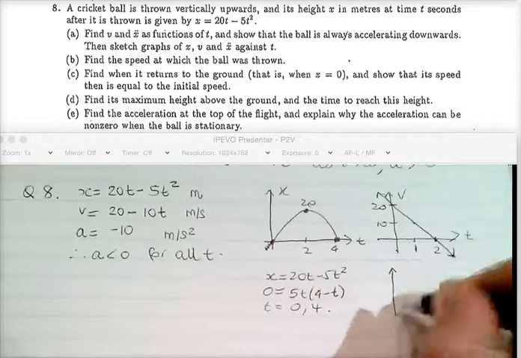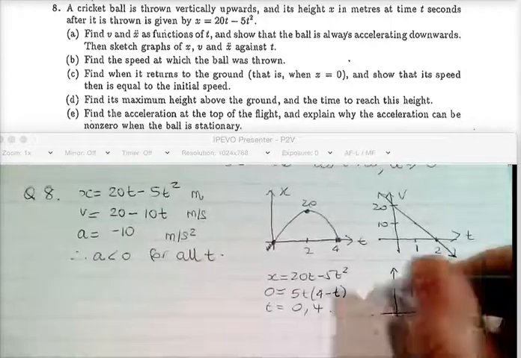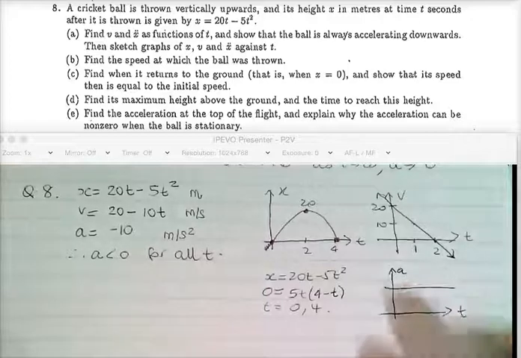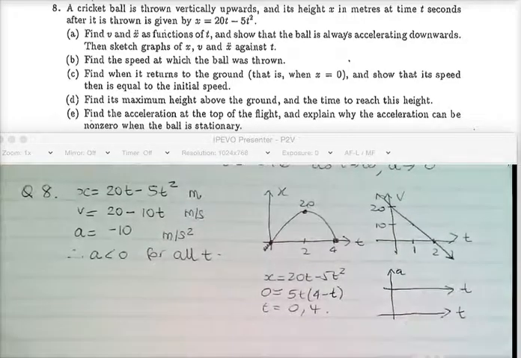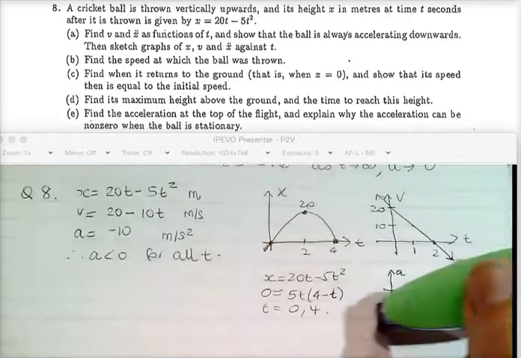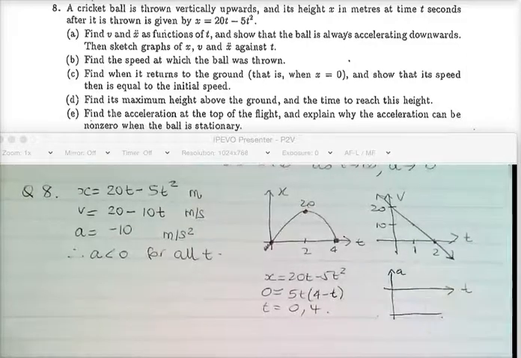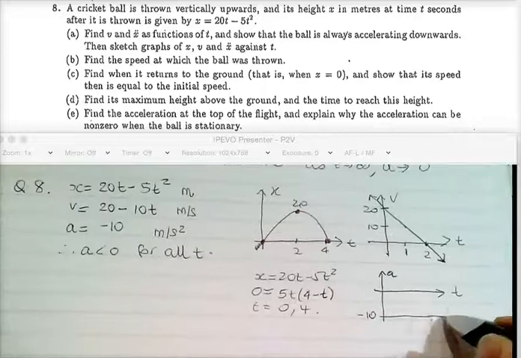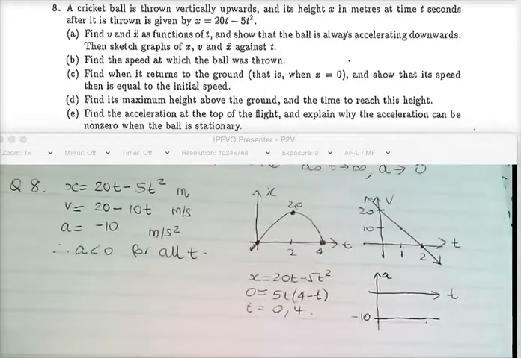And the graph of acceleration versus time, I'll make that the t-axis there. Acceleration is always equal to negative 10. So it's just a straight line at negative 10, the acceleration curve.